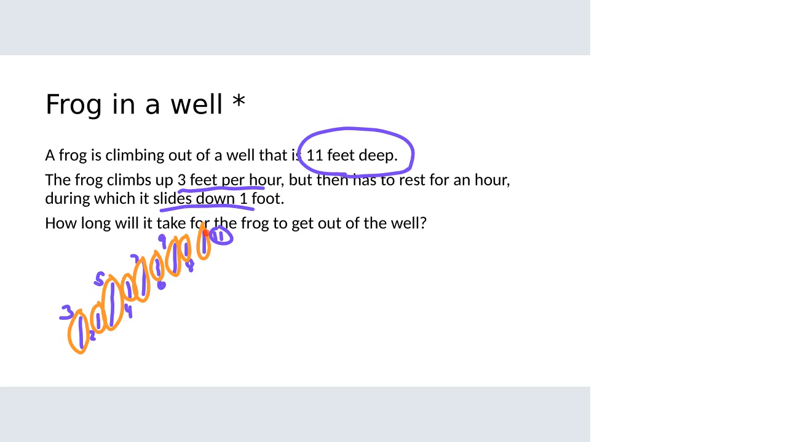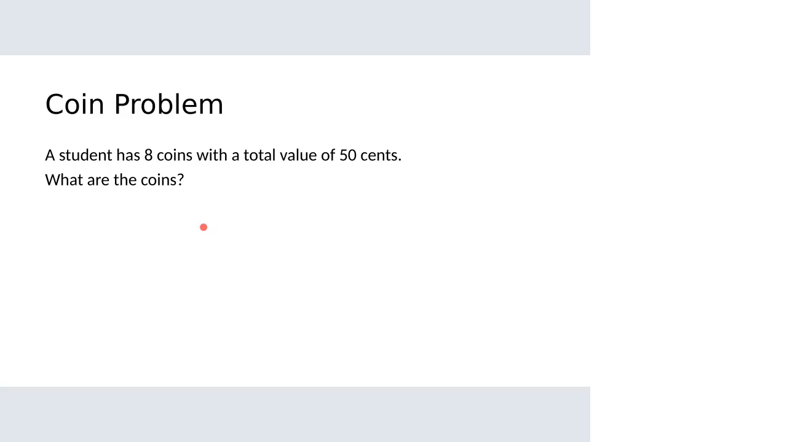All right, let's try something different. A student has 8 coins with a total value of 50 cents. What are the coins? So here, we could think about the coins that are possible, which would be, to get up to 50 cents, you could have pennies, nickels, dimes, quarters. You could say $50. The thing is, the student has 8 coins. So $1/2 would be 50 cents, so that's not going to do it.